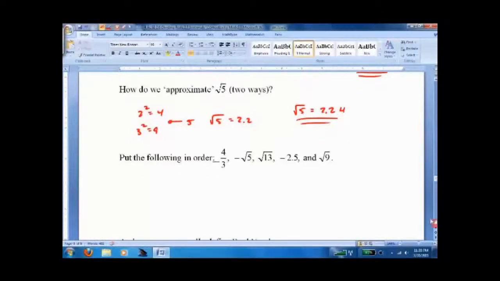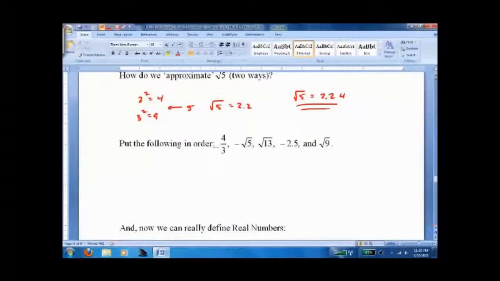So now we can start putting all these in order. Got to change them into decimals. 4/3 is 1.333, repeating. Negative root 5, well, we just did that. That's negative 2.24. Square root of 13, I'm going to have to put in my calculator. That's 3.61. Negative 2.5 is already set. Square root of 9 we know is 3.